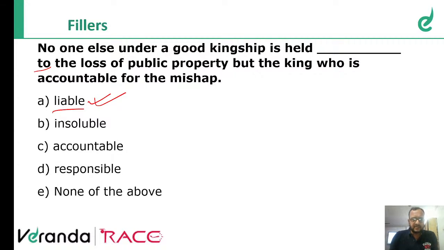Okay? Accountable, responsible, insoluble. Insoluble is not an apt word over here, so it is already out of the race. So liable to will be the correct one. Liable to means responsible for.